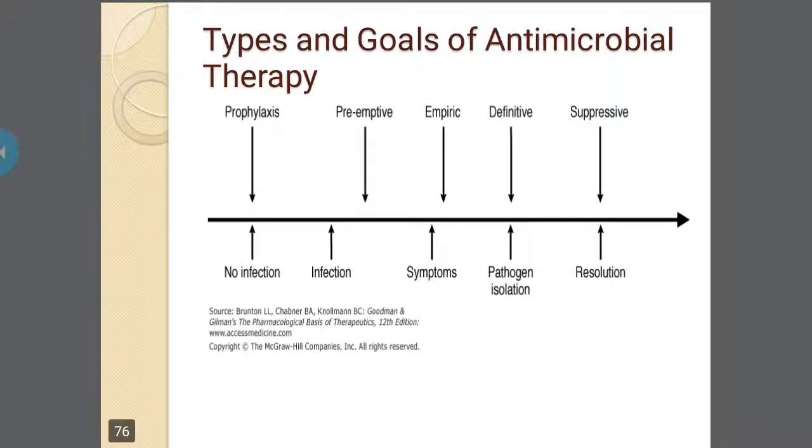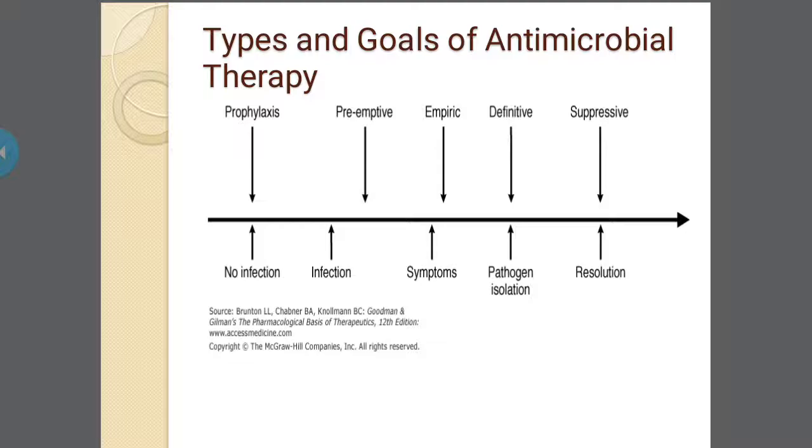Okay, let's continue. So, types and goals of antimicrobial therapy. It can range from prophylaxis to suppressive. When there is no infection but there is a risk factor, we can give prophylaxis. After infection, when the organism is not known yet, we can give empirical preemptive therapy. When symptoms are also absent, it is not commonly given, because patients commonly come after development of the symptoms. So after symptoms, if the organism is not yet isolated, then we can start with empiric therapy. After pathogen isolation, we have to give definitive therapy, that is narrow spectrum.